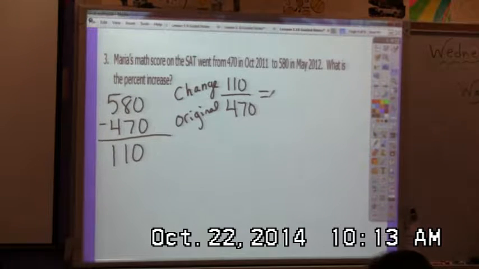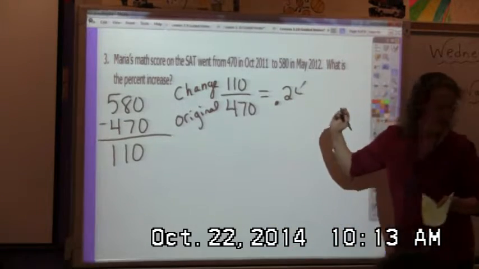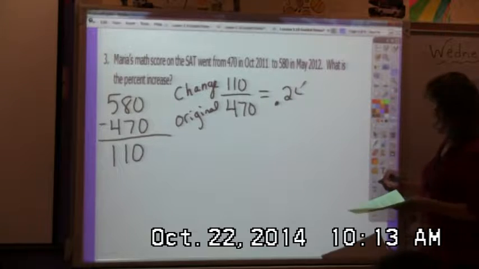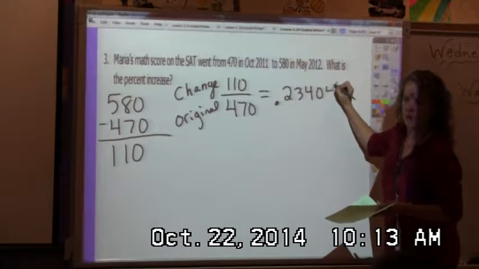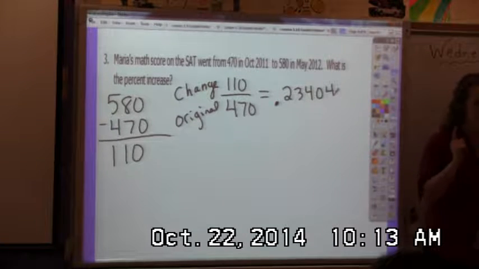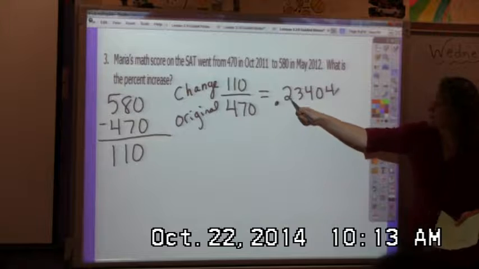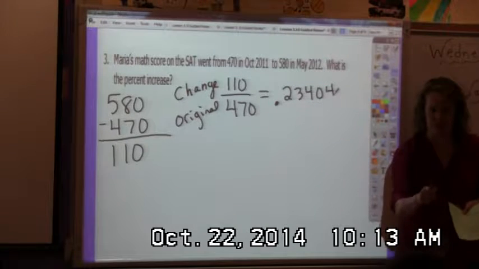Okay, now this one you get a decimal, and it's not nearly as clean as the last 2 examples. What do you see on your screen? 0.234, and so on. Okay, we're moving the decimal 2 times and rounding it off. So when you move that 2 times, are you going to call this 23% or 24%?